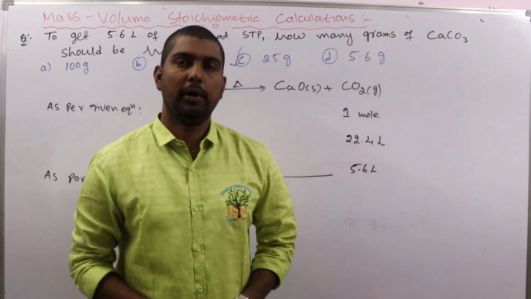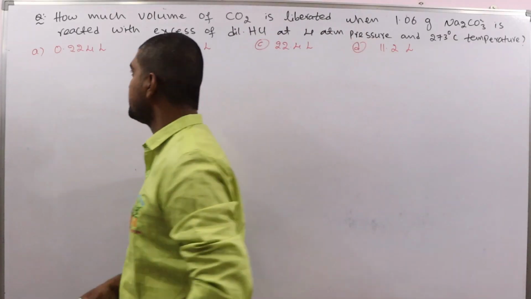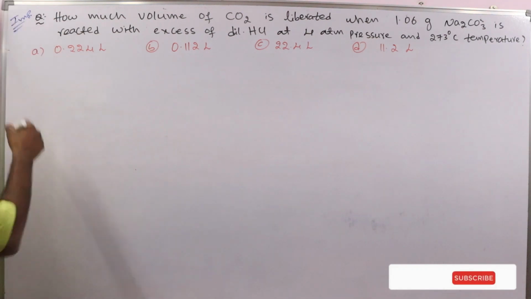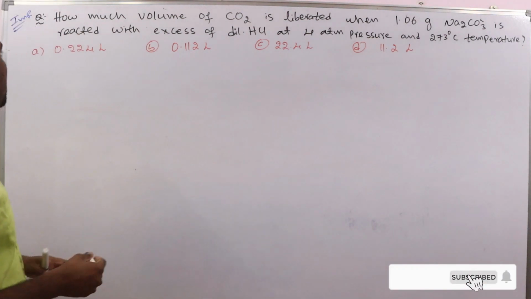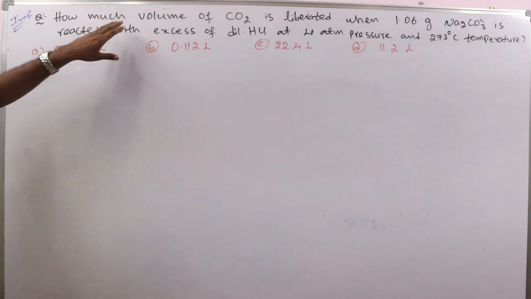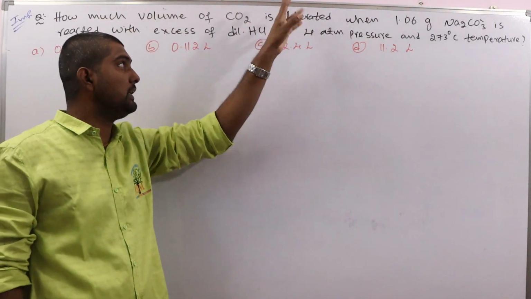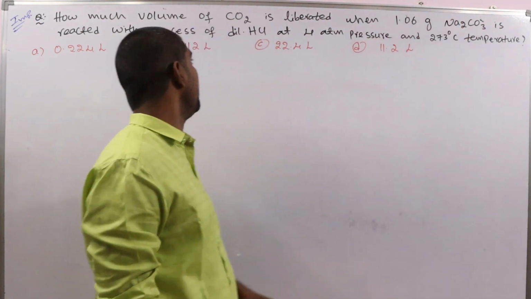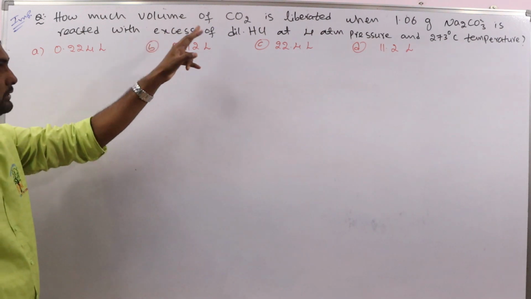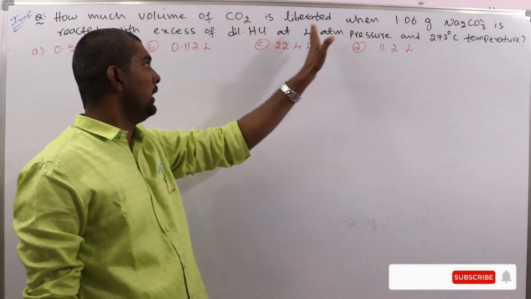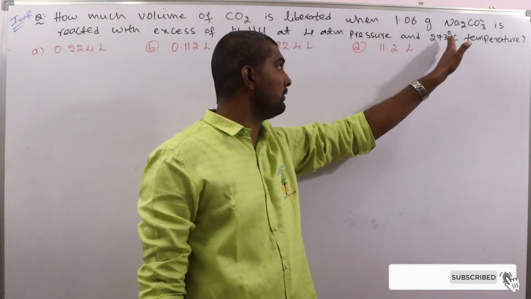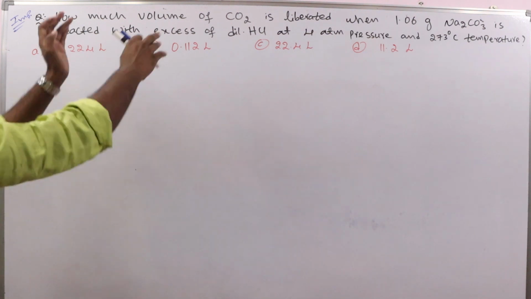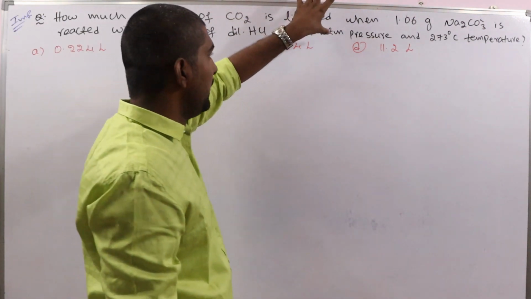So let us see some more important model problems. Now let us see another important model problem. This is an important model problem, this type of question. What is the problem here? How much volume of carbon dioxide is liberated when 1.06 gram sodium carbonate is reacted with excess of dilute HCl at 4 atmosphere pressure and 273 degrees centigrade temperature? So here we have to calculate the volume of carbon dioxide liberated.